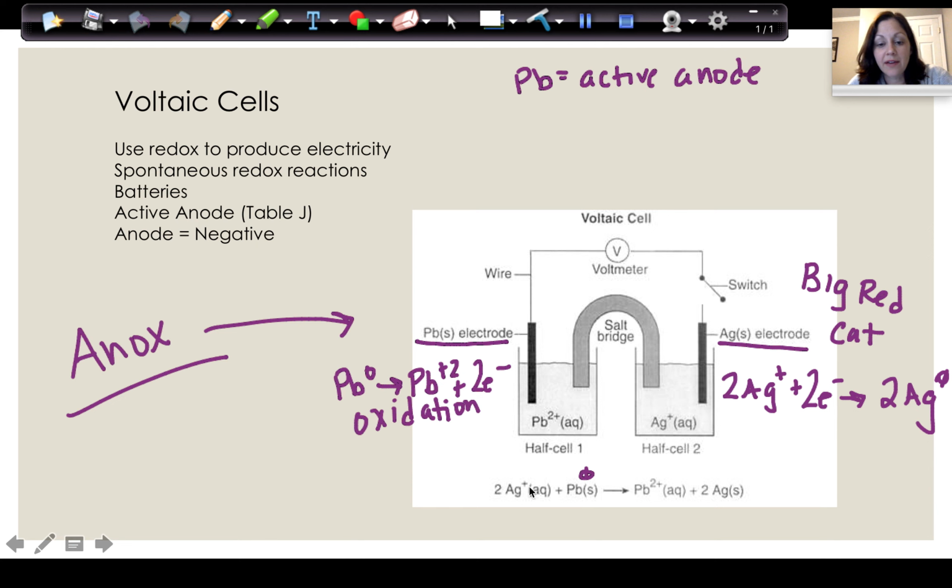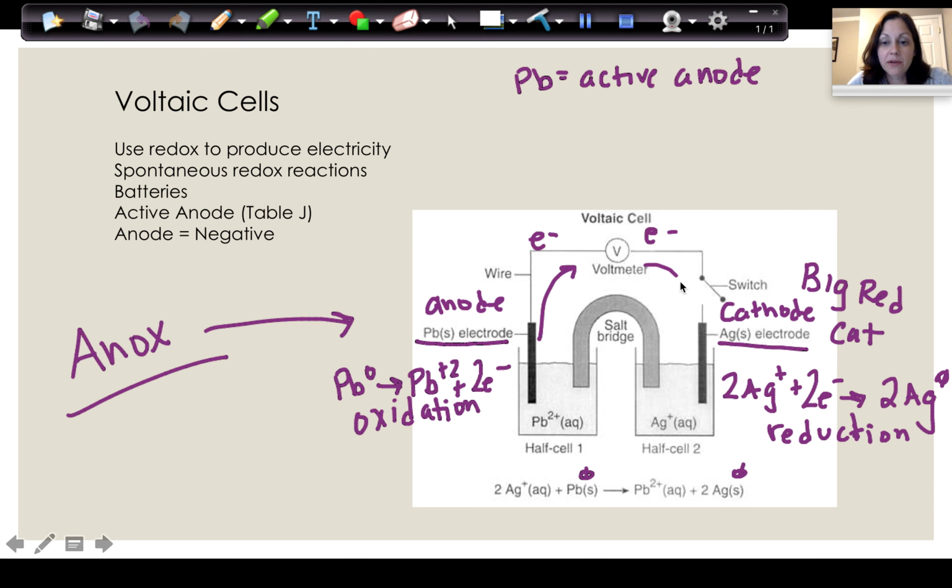And if I notice, I have Ag+ going to Ag0, so that's the charge going down. So I'm going to call this side the cathode. The Ag electrode will be called the cathode because it's where reduction happens. The lead electrode will be called the anode because that's where oxidation happens. The wire is where electrons flow, and they flow from anode, where they're lost, to the cathode, where they're gained.